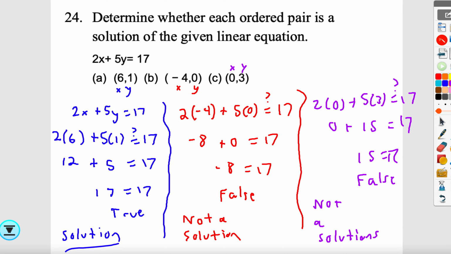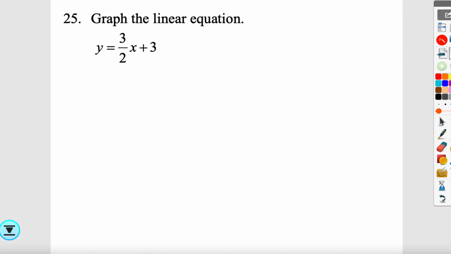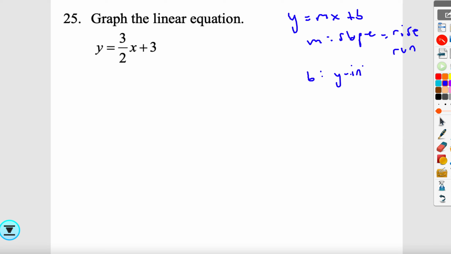Alright, let's keep going. 25, we want to graph the linear equations. I showed you multiple ways to graph here. We graph by using the line, we graph by using a table, we graph by using points, we graph by using equations. So this one we're going to use equations, because this is actually y = mx + b, where m is the slope, which is rise over run, and then the b is the y-intercept, where it crosses the y-axis, (0, b). So right here, let's use that formula now, right?